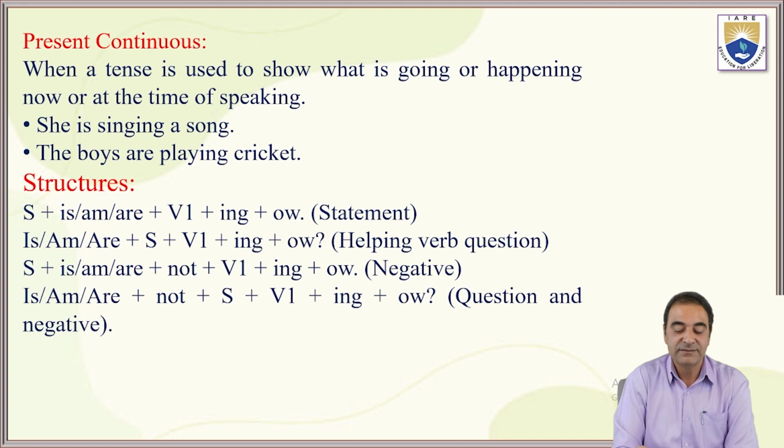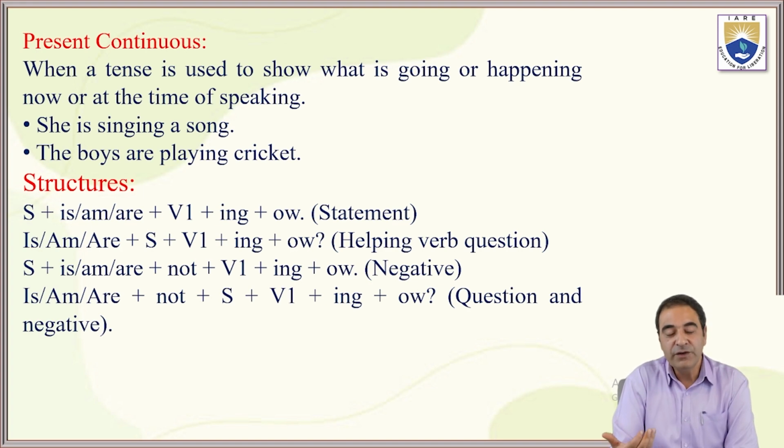And the third sentence, how we make negative sentences in present continuous tense. It is subject plus be forms of verb, present be forms of verb, that is is, am, are, plus not, plus verb in first form, plus ing, plus other words.